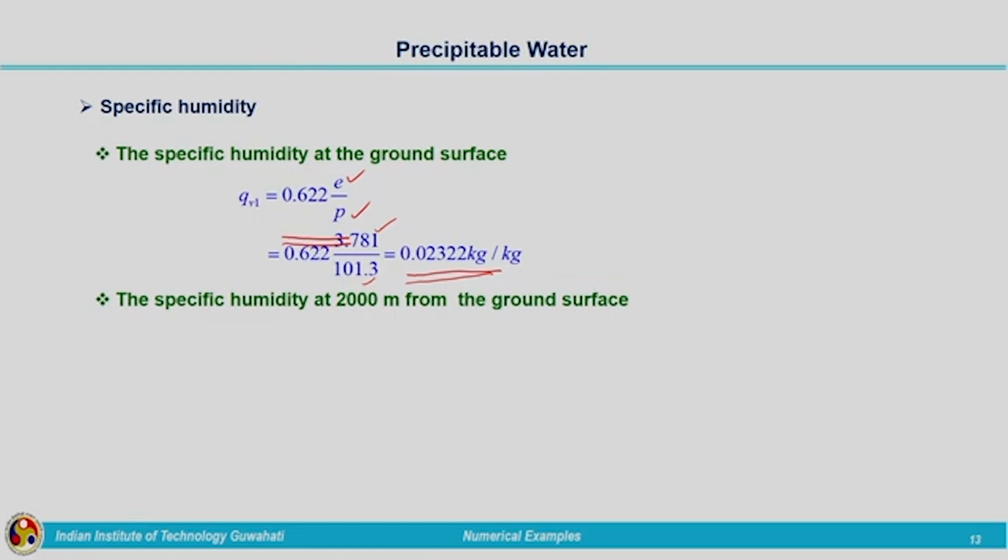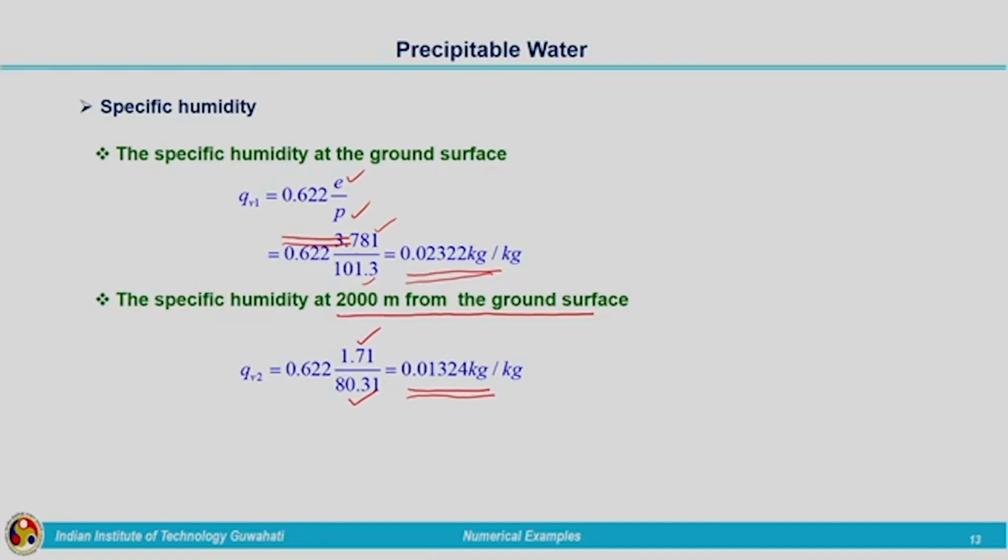Now, specific humidity at an elevation of 2000 meters from the ground surface we need to calculate. Same expression we will use, and it is calculated to be 0.01324 kilogram per kilogram. That is, the vapor pressure at an elevation of 2000 meters is 1.71, and the atmospheric pressure is calculated to be 80.31.